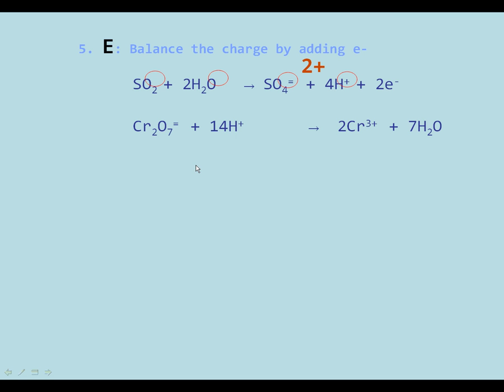In this second half equation, let's have a look at the charges. There are 2 negatives in the dichromate. There's a positive for each of the 14 hydrogens, so that's 14 positives. There are 3 positives for each of the 2 chromiums, and there's no charge in the water. So this gives us a total of 6 positives on the left.